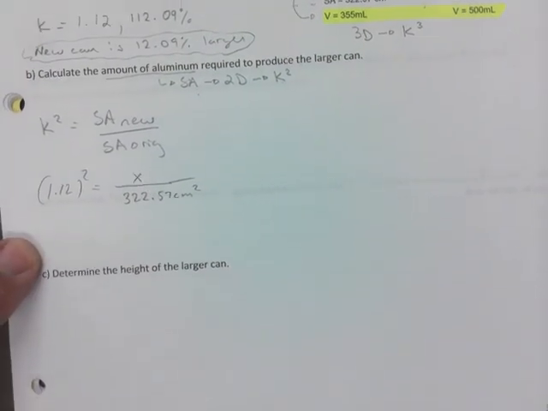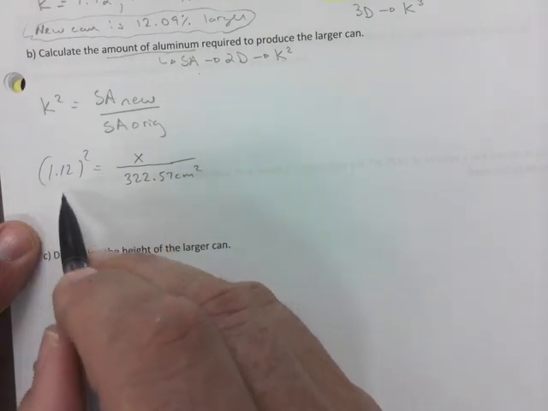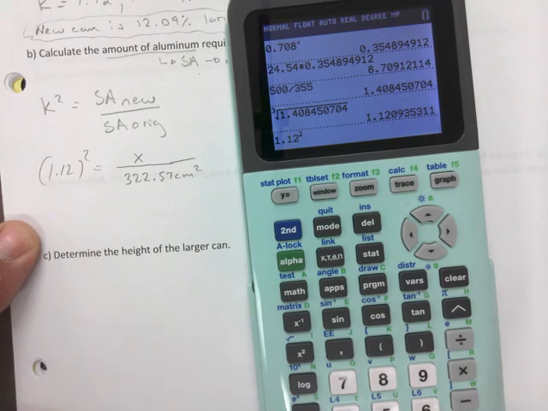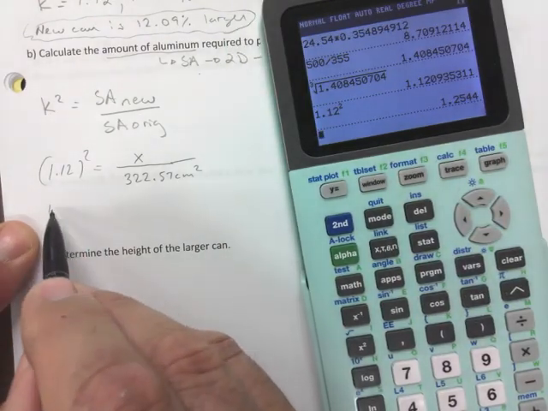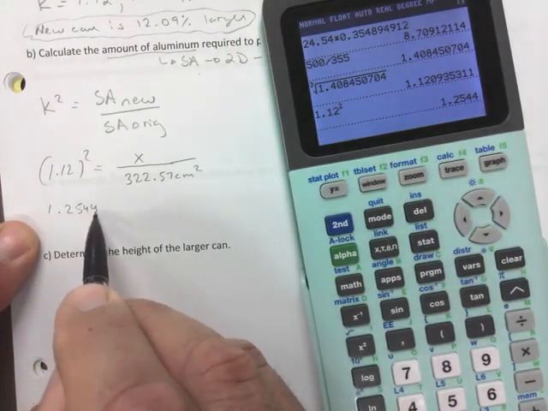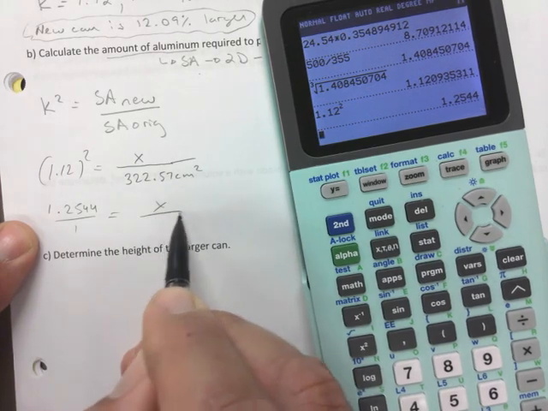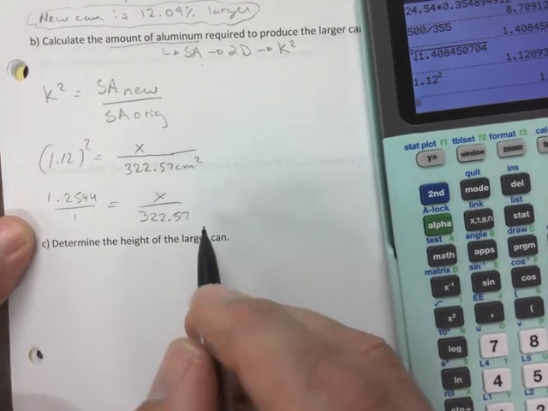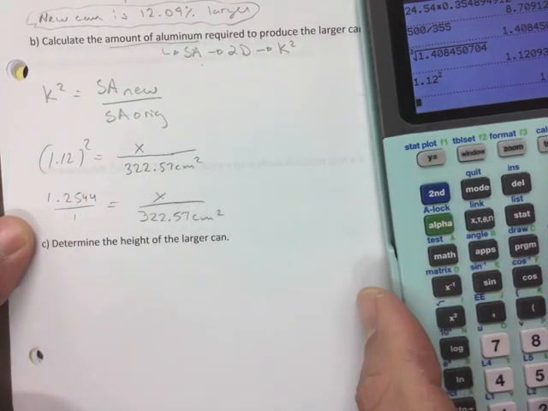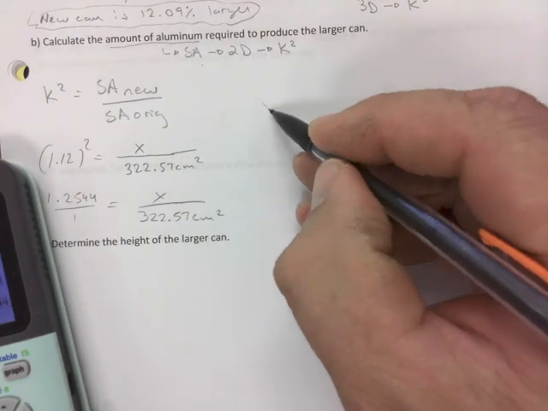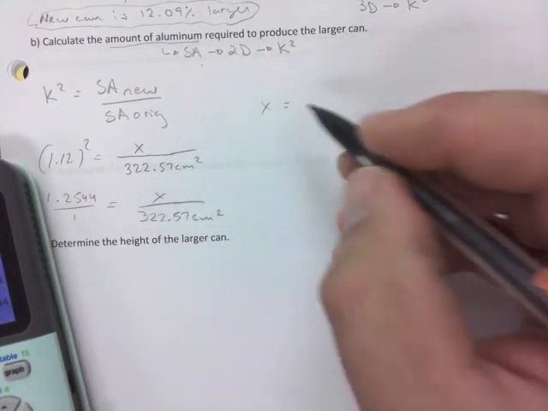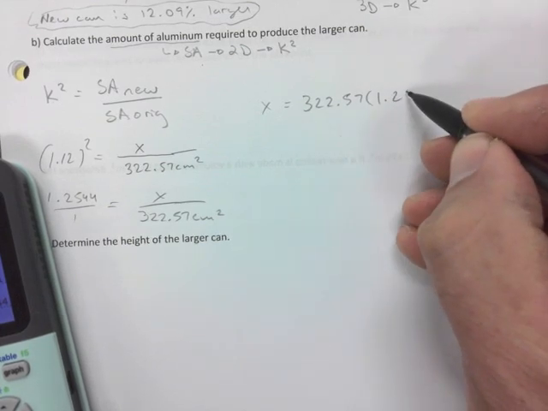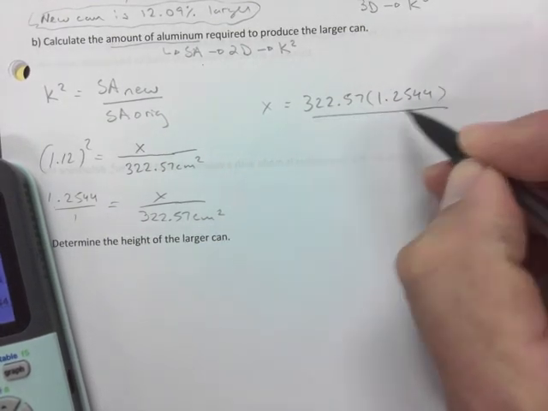Okay, and there it's just proportional reasoning, right? You should see the one underneath. So we're going to go 1.12 squared. So we're going to square that. In this case, it's finite. X over 322.57 squared centimeters. So our answer is going to be in squared centimeters. So x is going to be cross multiply and divide.